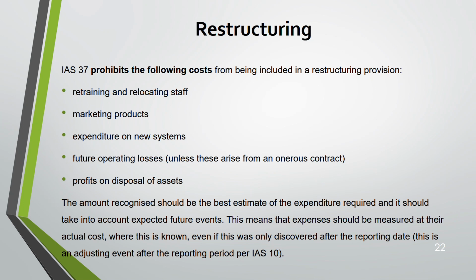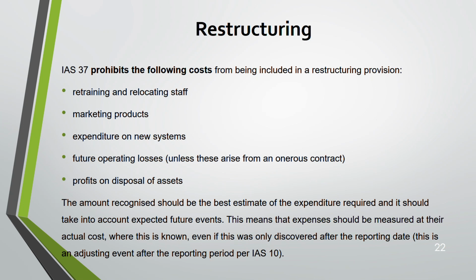Now, the amount that you take should take into account expected future events also. That means any expenses that you're taking as a restructuring provision are the actual cost. Once you know the cost, you take it as a provision, even if it was discovered after the reporting period. This is an adjusting event after the reporting period. Don't confuse this with the earlier slide. Earlier I mentioned a non-adjusting event. What? The recognition of the restructuring provision.